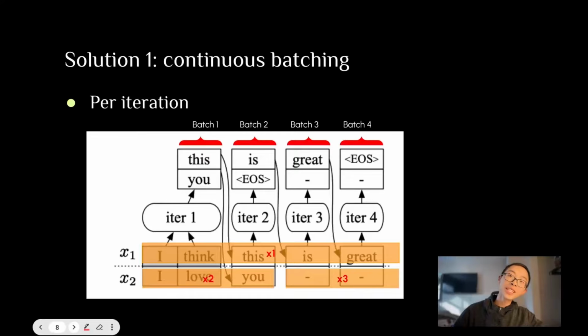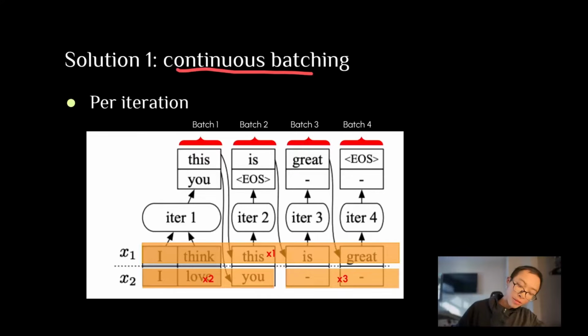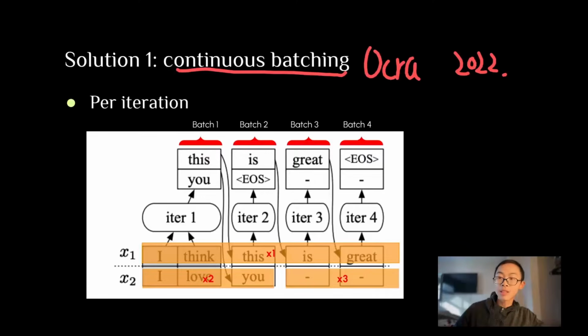What is the solution? Continuous batching is proposed by the paper Orca in 2020. That was the state of the art in inference, besides Triton and vLLM, SGLang.